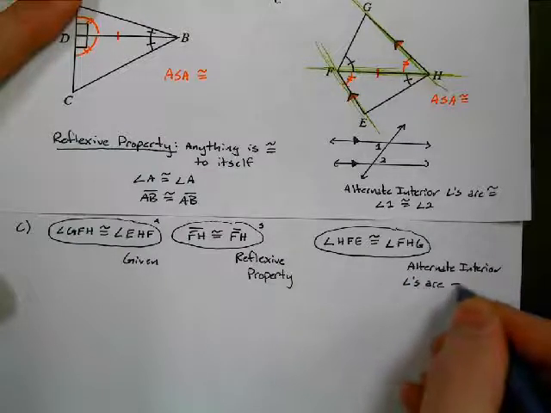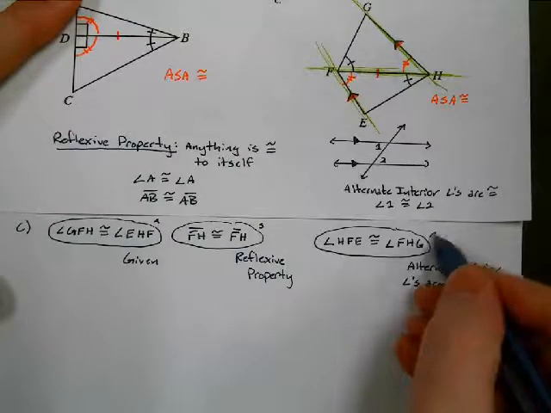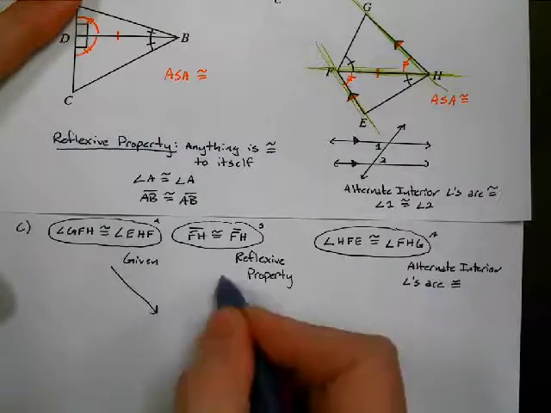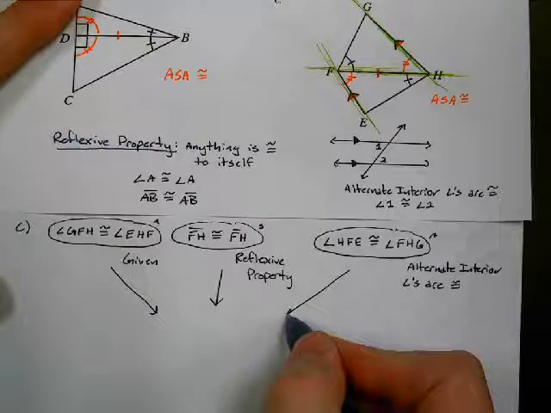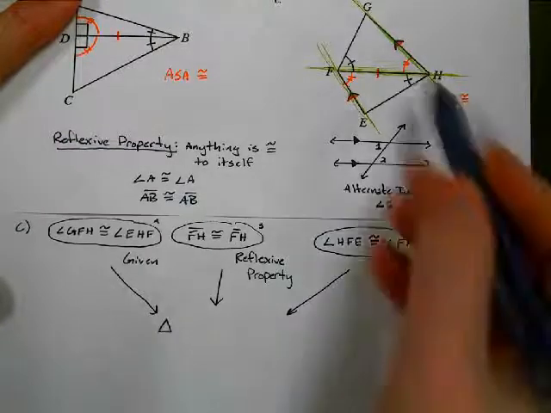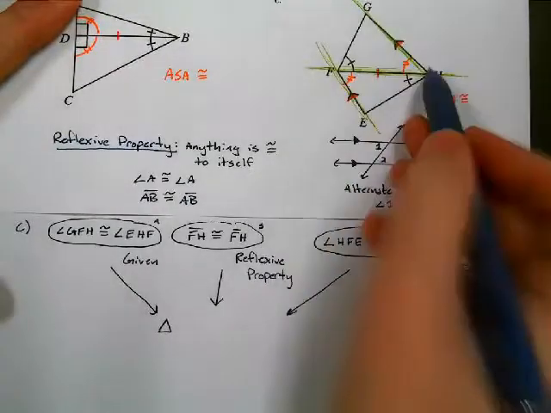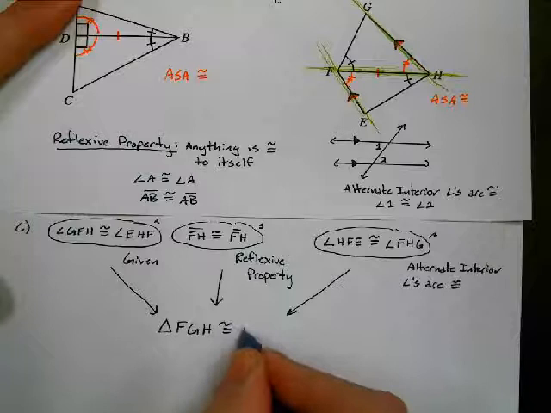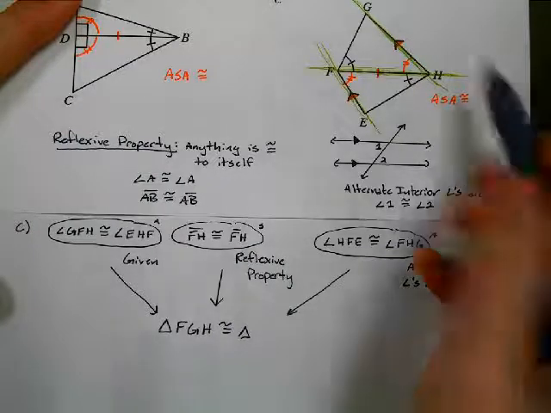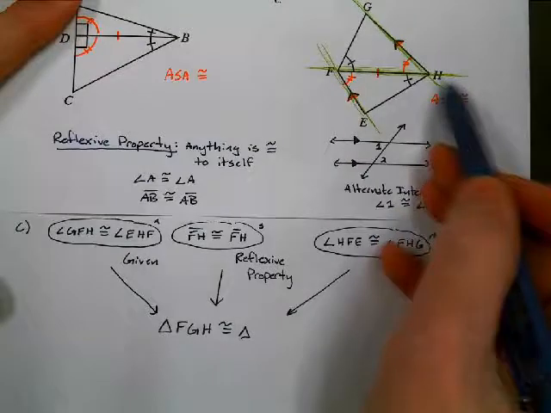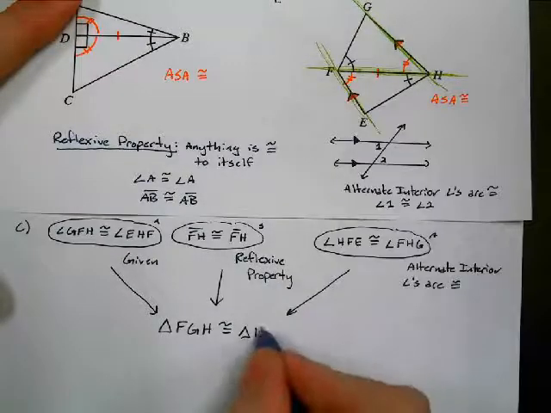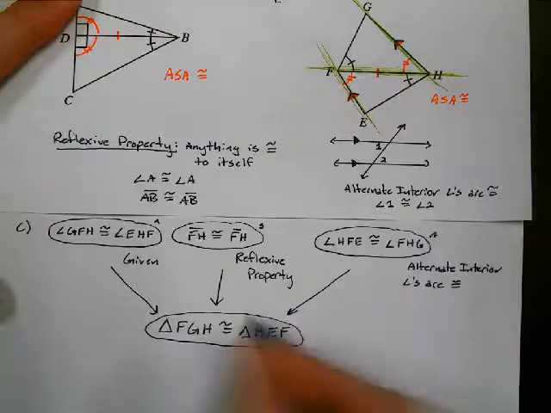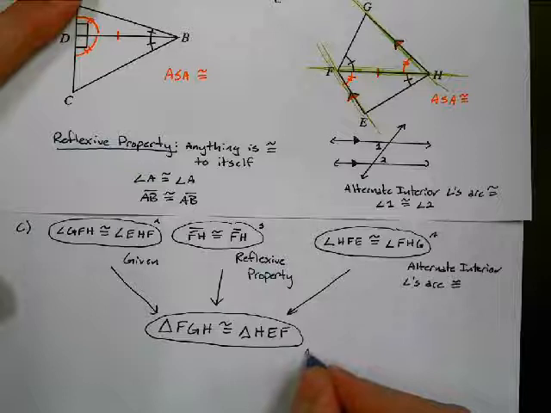So I've got an angle, a side, and an angle. Therefore, I can prove the two triangles are congruent. So I can say triangle, let's start with FGH. So FGH is congruent to triangle, okay, start with F, so I have to start with H. So I'll do HEF. And the reason for that is angle side angle congruence again. There we go.